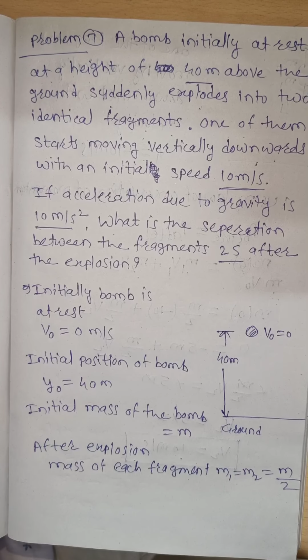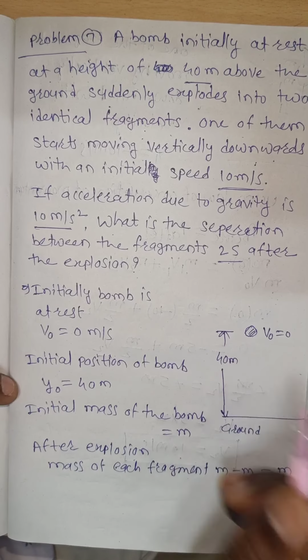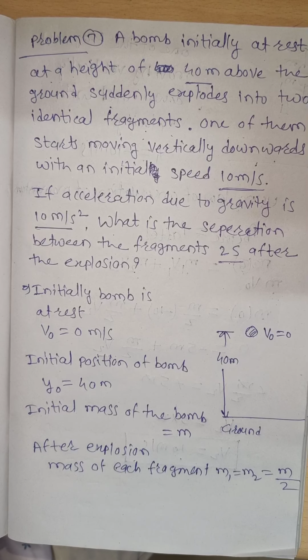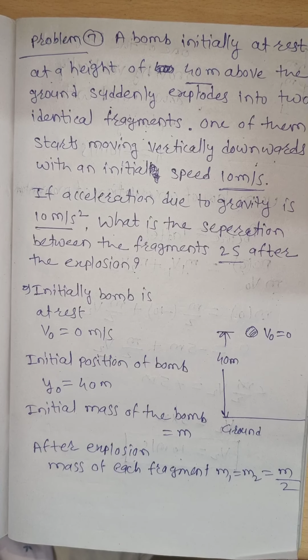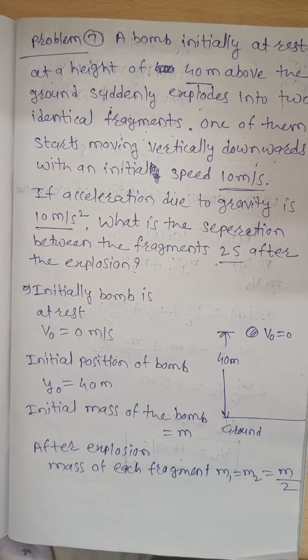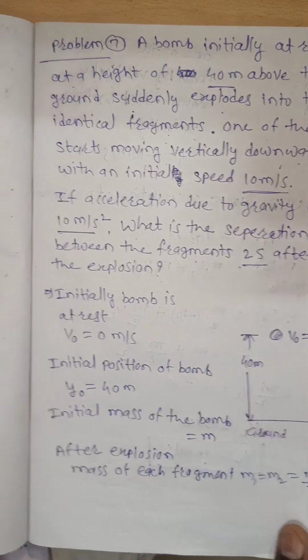Okay, after 2 seconds, initially both are at a height of 40 meters, but after the explosion one fragment is moving in a downward direction with a velocity of 10 meters per second and another fragment is moving in an upward direction with a velocity of 10 meters per second. Then what is the separation between the two fragments after 2 seconds?